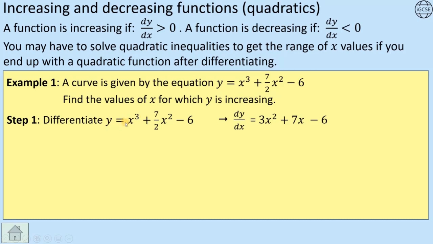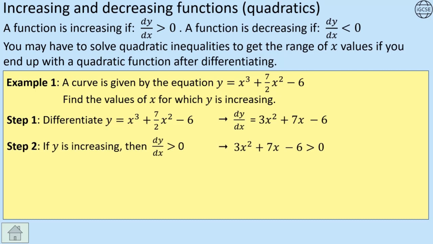So 3 comes to the front, which gives us 3x squared. The 2 comes to the front and cancels out this 2, so we've just got 7x, and then we've got the minus 6. And we're kind of hoping at this particular point that when we introduce the inequality here, and again, because it's increasing, it's going to be greater than 0, that this part is going to be nice. We're kind of hoping that this is going to be able to factorize to provide us with reasonable numbers. That's the ideal situation.